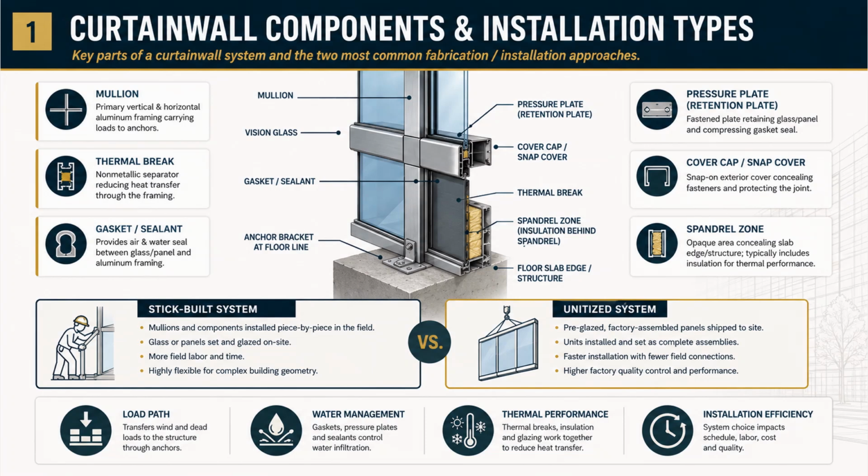Now the 2 installation approaches. A stick-built system has the mullions and components installed piece by piece in the field, with glass or panels set and glazed on-site. It means more field labor and time, but it's highly flexible for complex building geometry. A unitized system has the panels pre-glazed and factory assembled, shipped to the site, and installed as complete units, set as whole assemblies. That gives faster installation with fewer field connections and higher factory quality control.